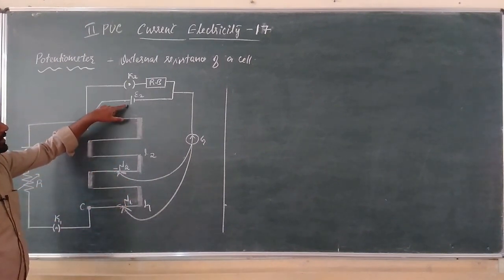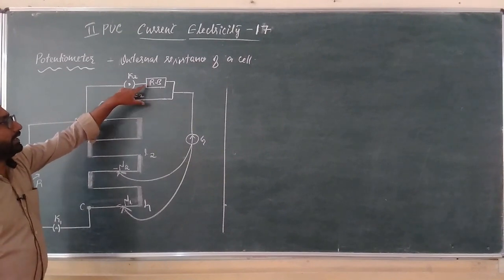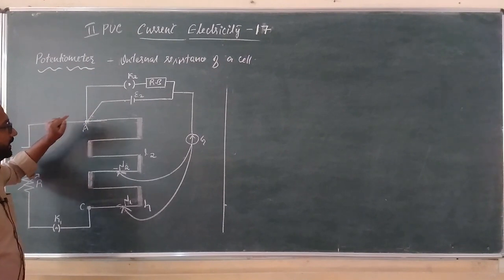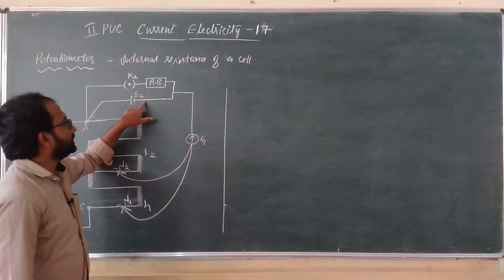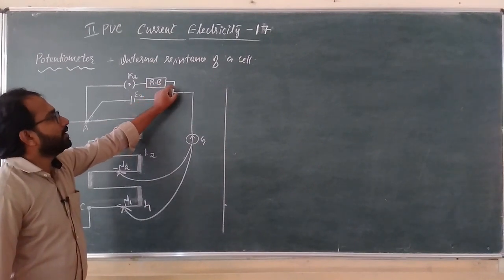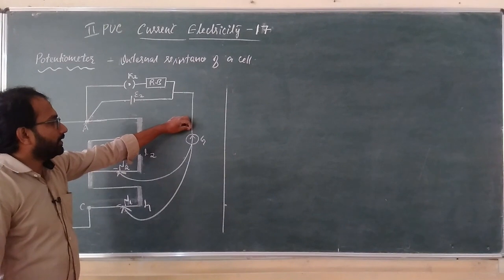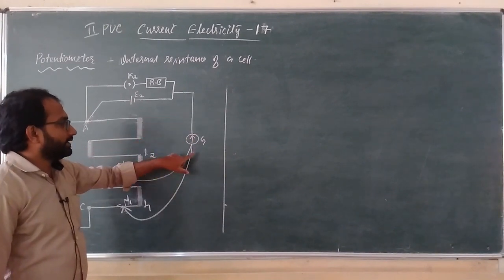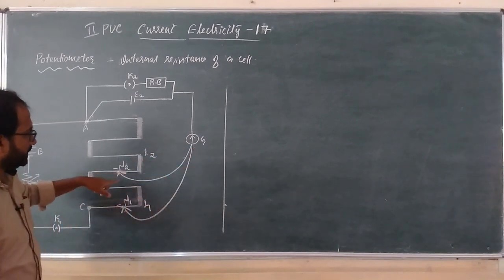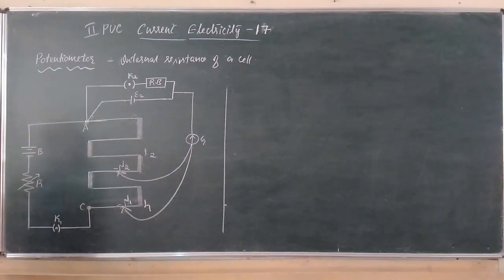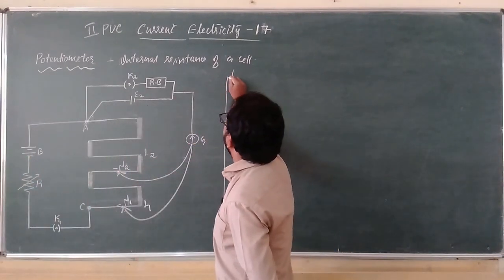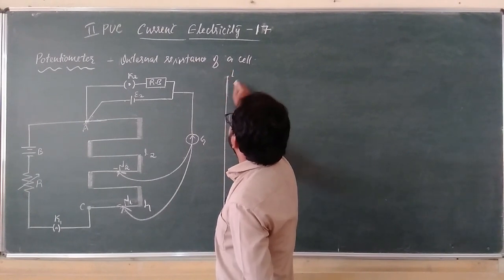Here the positive electrode of the cell and one terminal of the resistance box are connected together to the point A of the potentiometer. The negative electrode of the cell and the other terminal of the resistance box are connected together to a galvanometer, and the other terminal of the galvanometer is connected to a slider or jockey. So let phi be the potential drop per unit length.